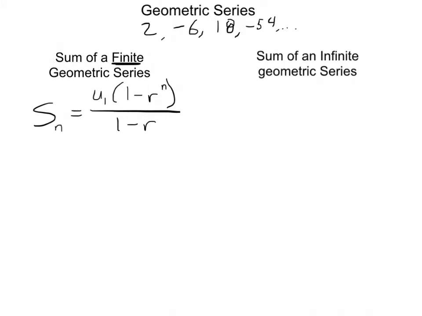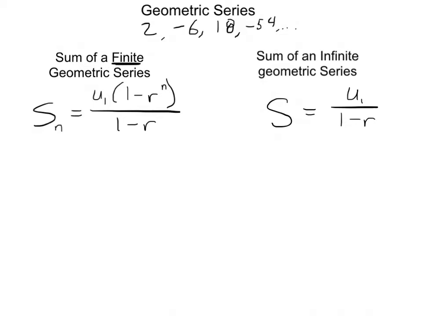In this lesson, I'm actually not going to be talking about those ones. I'm actually going to start, strangely enough, by talking and doing examples of infinite geometric series, largely because the formula is just so much simpler. The formula for an infinite geometric series is that S equals U1 over 1 minus R.